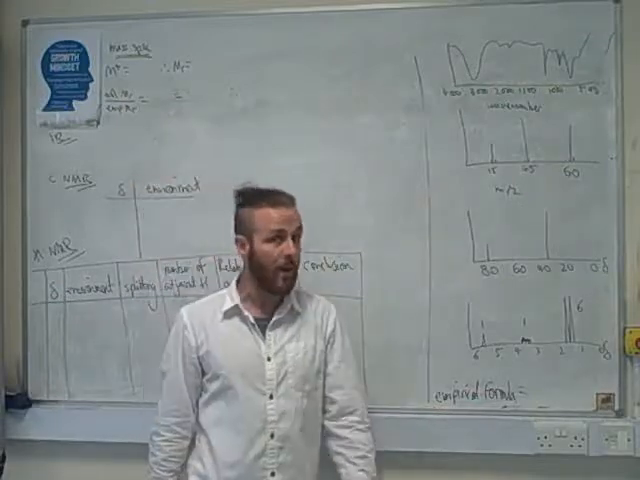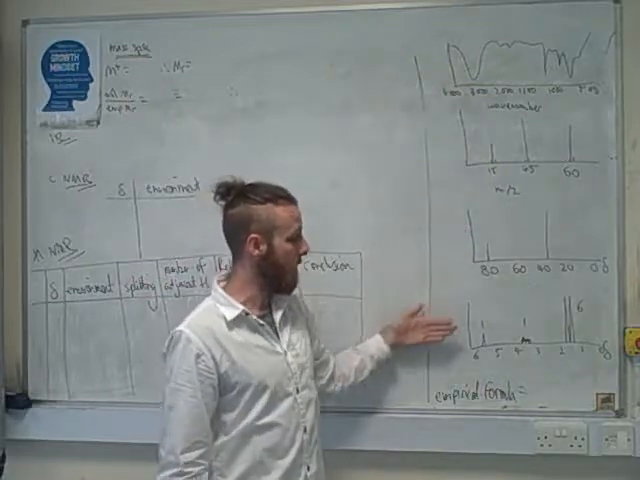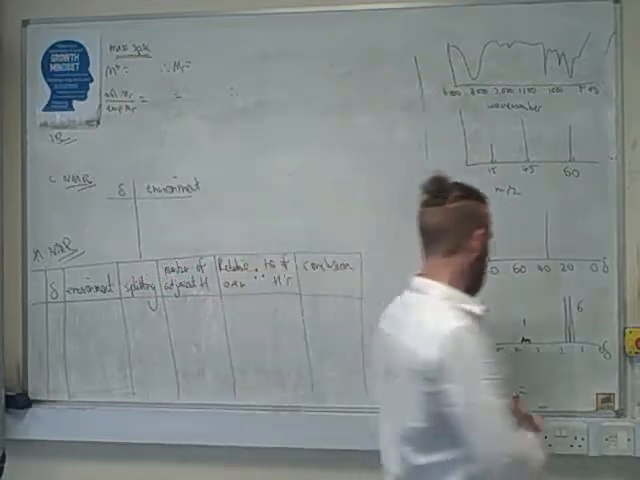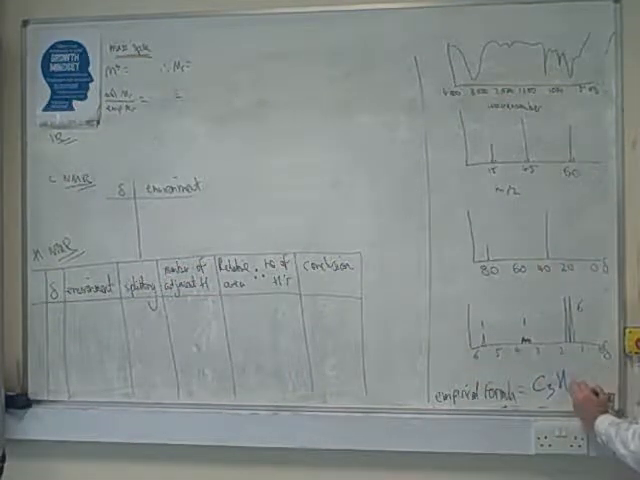Hopefully you can identify which one's which now. We've got the infrared, mass spec, carbon and hydrogen. We've also got the empirical formula, which is C3H8O.